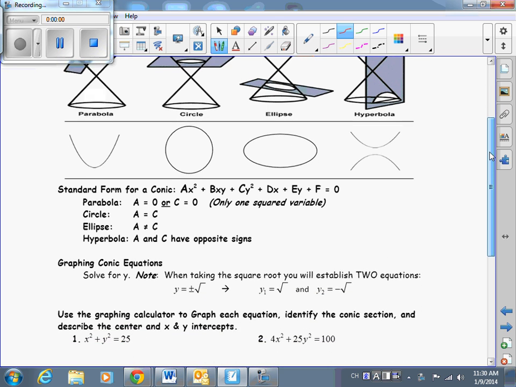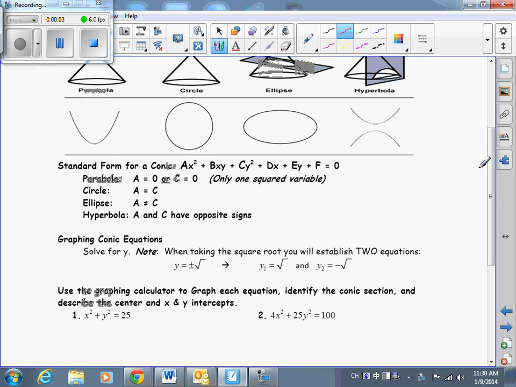All right, let's look at the first one. The standard form of a conic is ax squared plus bxy plus cy squared plus dx plus ey plus f is equal to 0. It might look complicated, but it's not. Now, for parabola, we have a is equal to 0 or c is equal to 0. For circle, we have a equals c. For ellipses, we have a is different than c. Now, it might look complicated, but once you get to it, it's very simple.